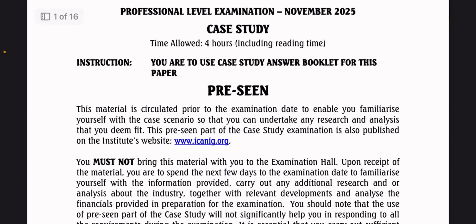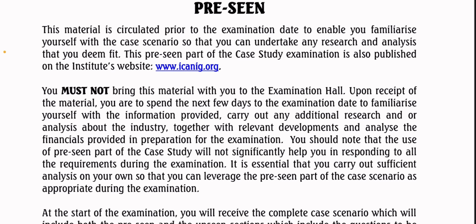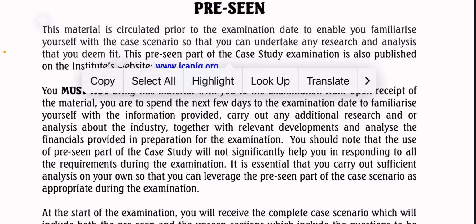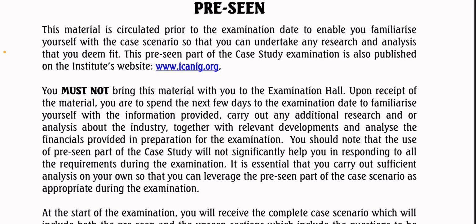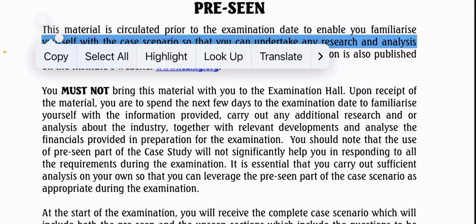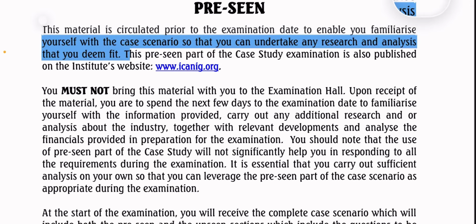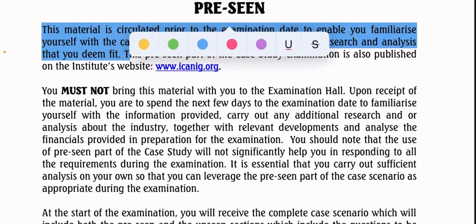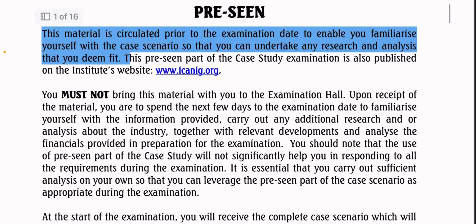So you can see here that it said that the material is circulated prior to the examination date to enable you to familiarize yourself with the case scenario, so that you can undertake any research and analysis you may deem fit. So they're giving you so that you can prepare yourself. Do you understand? So have you been preparing yourself, my ACA? I hope it's not like you are sitting down waiting for Preseen class. Start. Don't be lazy. Start.